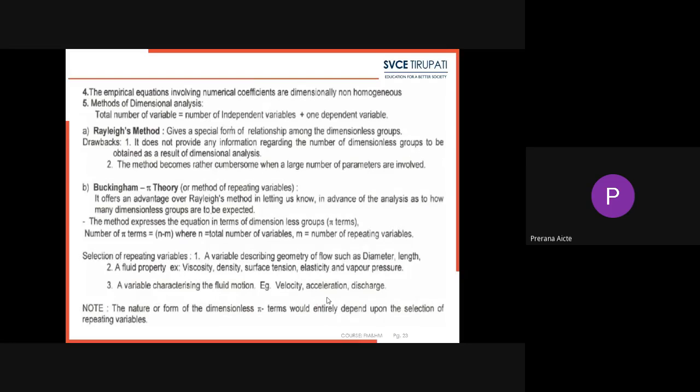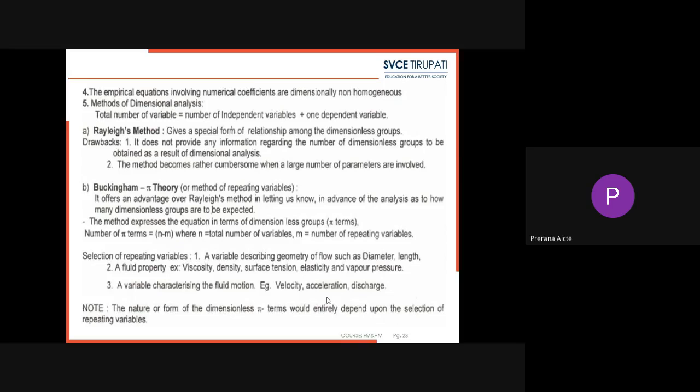Coming to Rayleigh's method, it gives a special form of the relation among the dimensionless groups. But the drawback of this method is that it does not provide any information regarding the number of dimensionless groups to be obtained as a result of dimensional analysis. And another drawback is that the method becomes rather cumbersome when a large number of parameters are involved. So for that, we can go for the Buckingham Pi theorem method.